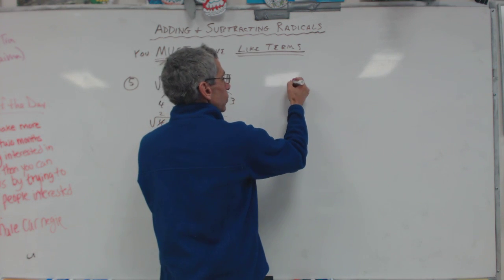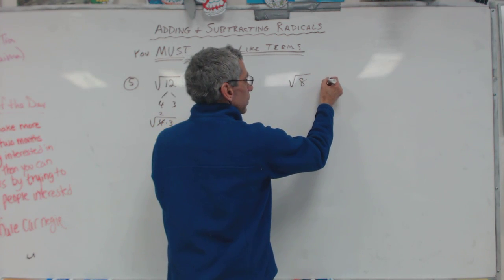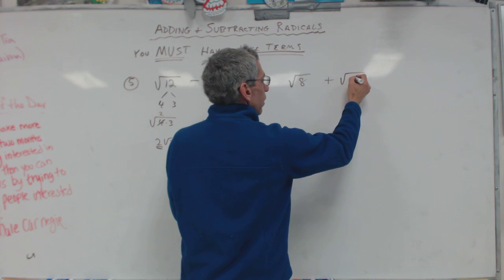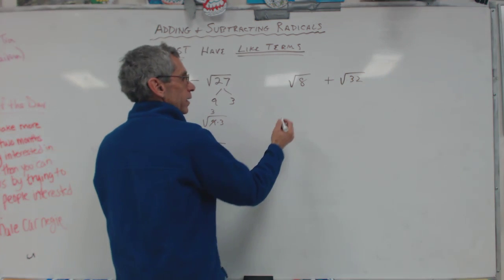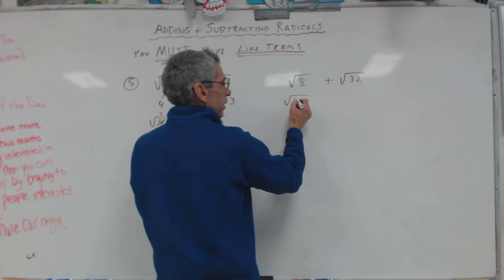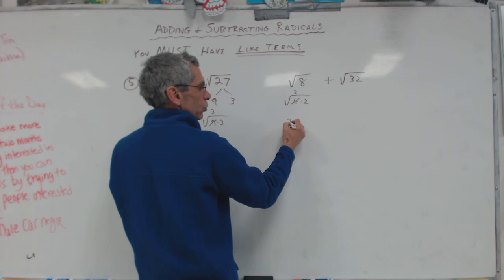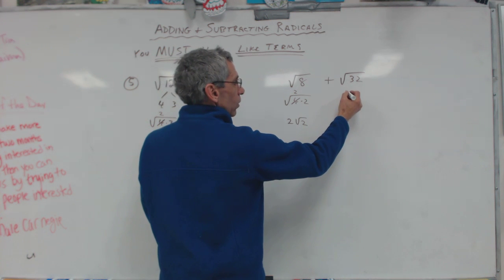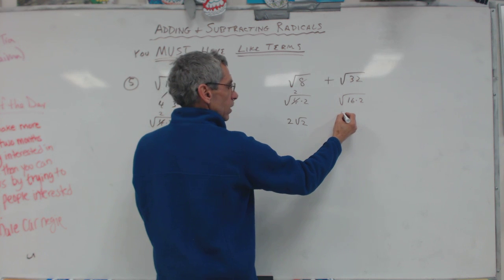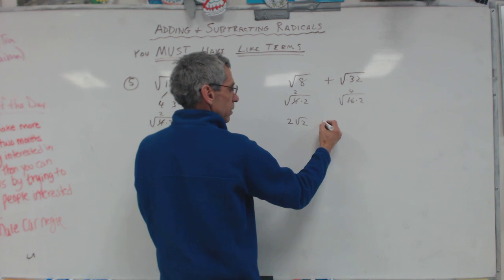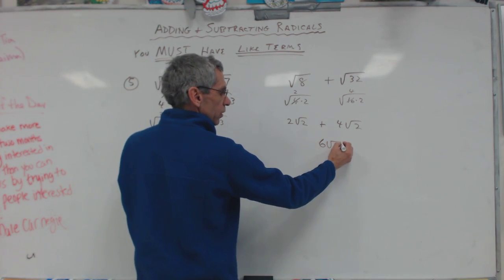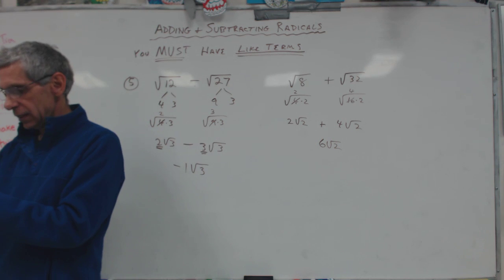All right, really fast. Square root of 8 plus square root of 32. I know the square root of 8 is the square root of 4 times 2, so that comes out as a 2, so it's 2 square root of 2. I know the square root of 32 is the square root of 16 times 2, so that comes out as a 4, plus 4 square root of 2. So my final answer is 6 square root of 2. Pretty easy, really. It's kind of fun.